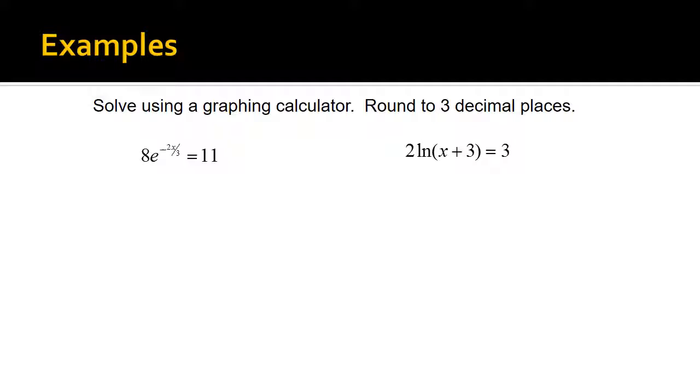Okay, for these they want you to use a graphing calculator. So for y1, you're going to put in the part of the equation on the left. You're going to put in the part of the equation on the right for y2, and then you're going to do the intersect function and see where they meet on your graph. Pause the recording, give this a try, and resume to check your answer.